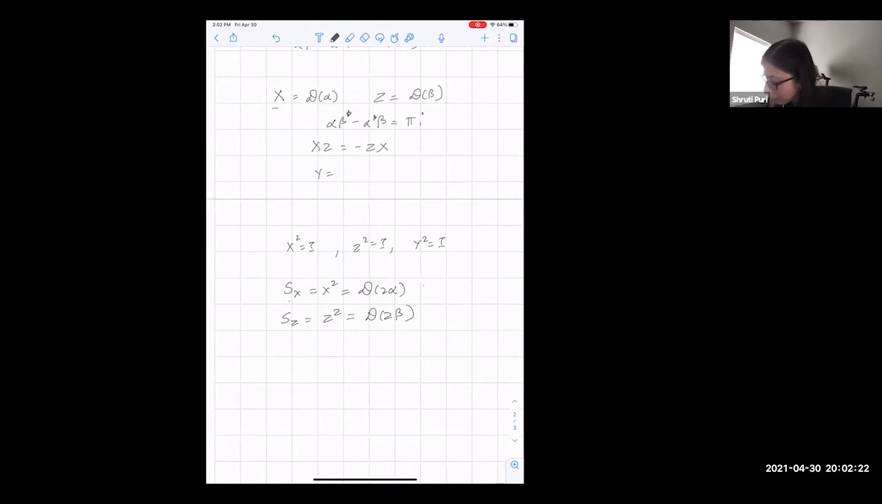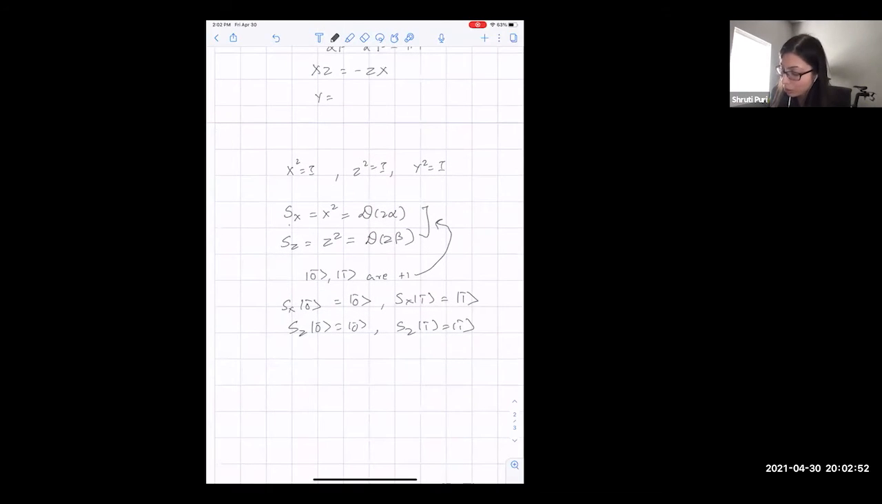My qubits are the +1 eigenspace. So the 0 bar and 1 bar states are +1 eigenstates of these two operators. So SX 0 bar is 0 bar, and SX 1 bar is 1 bar, and similarly SZ 0 bar is 0 bar, and SZ 1 bar is 1 bar.